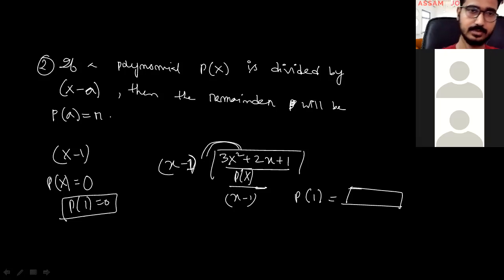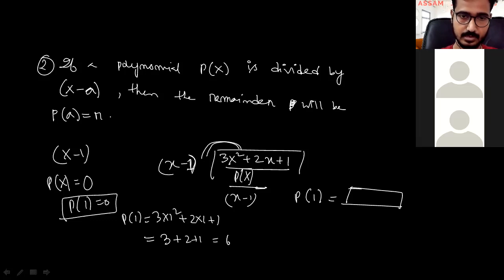So clear? This is the meaning. If a polynomial P(x) is divided by x minus a, then the remainder will be P of a equal to r. Suppose 3x square plus 2x plus 1 is not completely divisible by x minus 1. Then put P of 1: 3 into 1 square plus 2 into 1 plus 1, so it will be 3 plus 2 plus 1, which is 6. So 6 will be the remainder when 3x square plus 2x plus 1 is divided by x minus 1. This is one example.